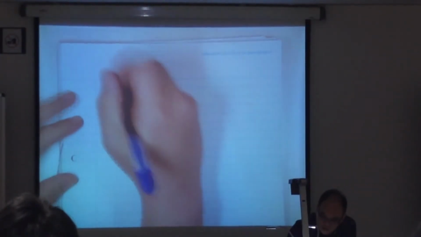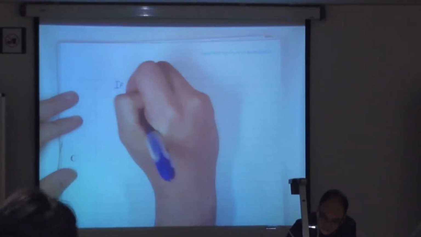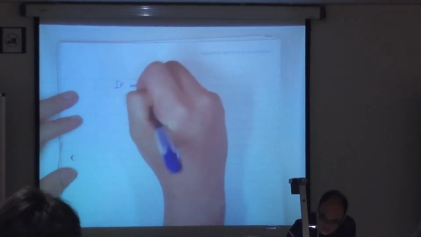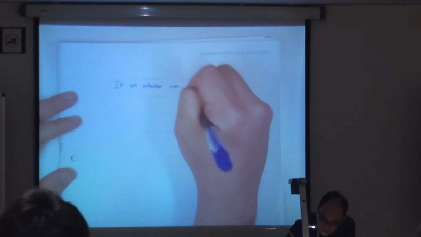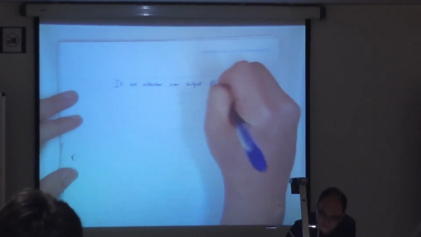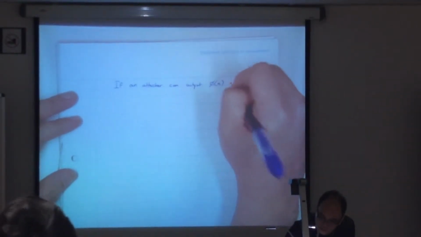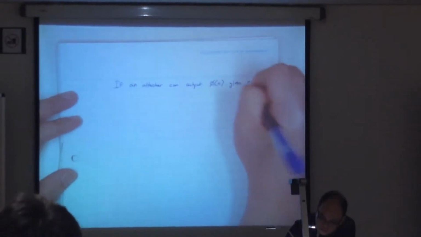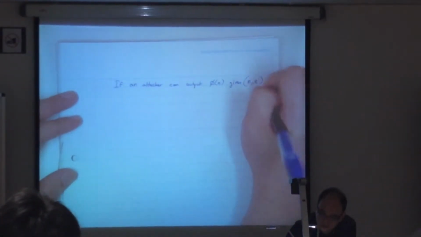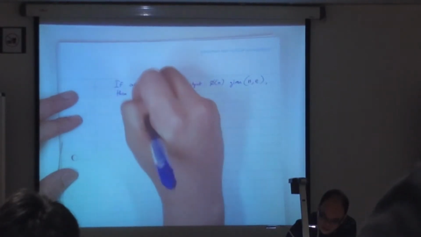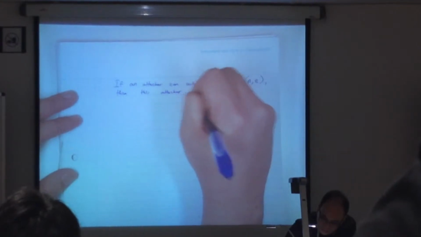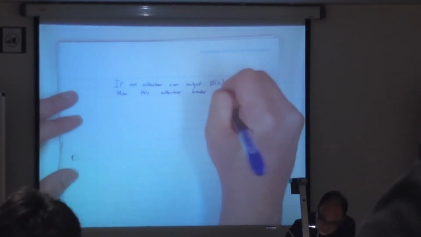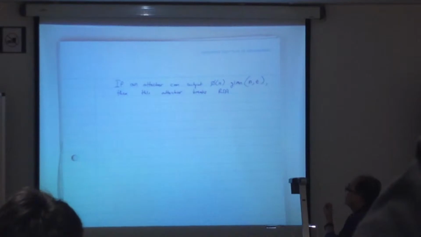The attack is actually saying this: if an attacker can output phi n given n, then this attacker breaks RSA. So you can see that here, if there is an attacker that can output phi n, remember what is phi n?